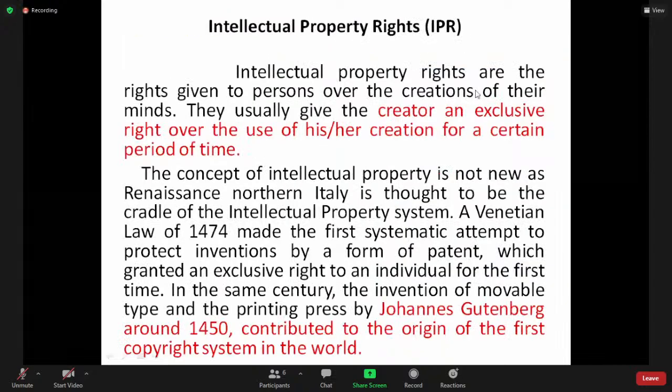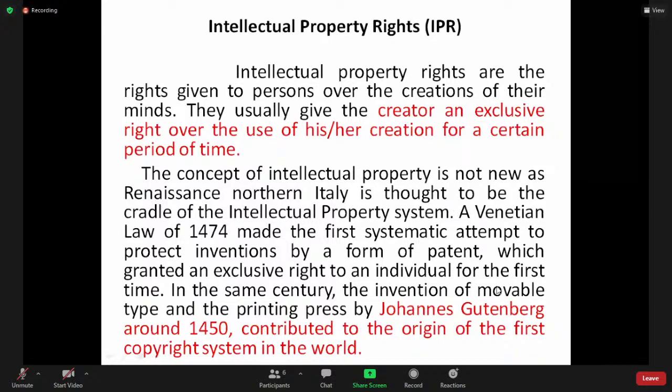Further, we can classify intellectual property as the rights given to a person over the creations of their mind. They usually give the creators an exclusive right over the use of his or her creation for a certain period of time. So there are two, three things here: the creator, and the rights for a limited period. Now, who can give all these rights? Of course, these are given by the government or the countries.